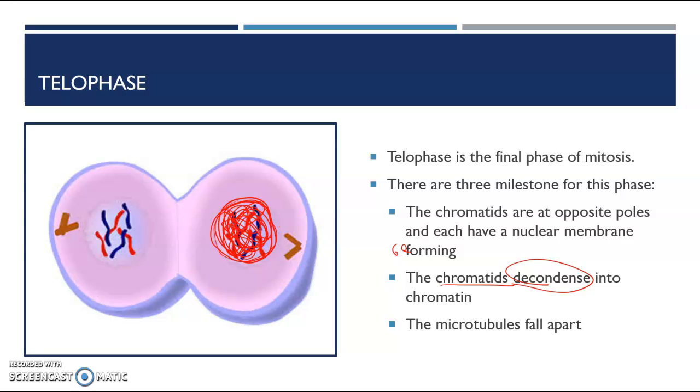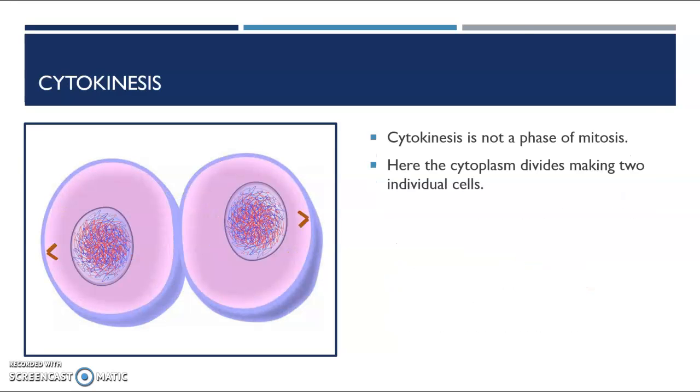And then, if you notice, we don't have our microtubules anymore. They have fallen apart, or depolymerized. All right, they've fallen apart. That leads us into cytokinesis.